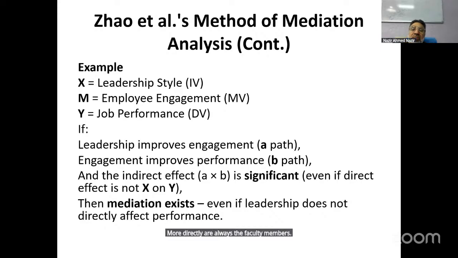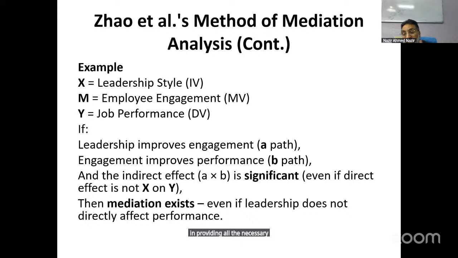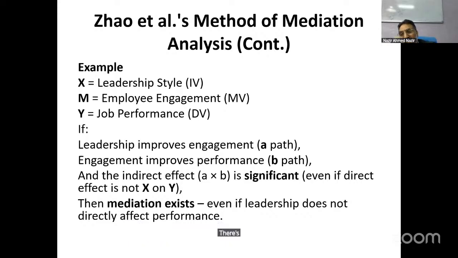Now, if a leadership style is such that it enhances the level of faculty engagement, and faculty remain very busy discussing, deliberating, taking and engaging classes, helping the students, and providing all the necessary logistics and facilities to the students, what is possible to happen? Students will surely have higher performance in the exams and they will be more satisfied. There's an outcome variable, which is student satisfaction.